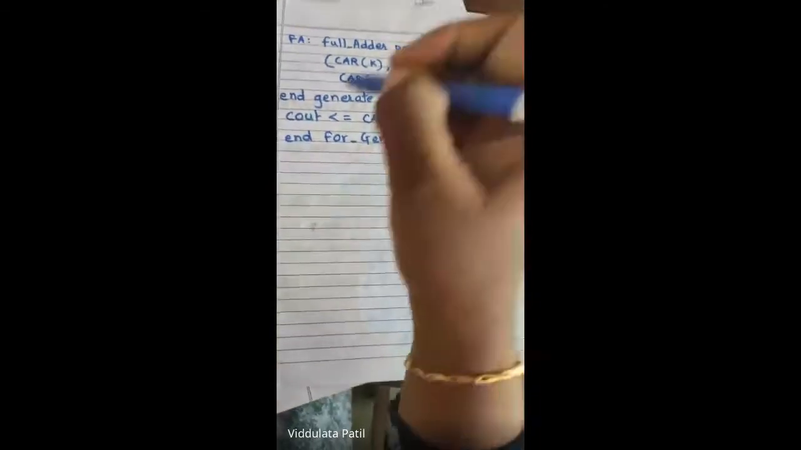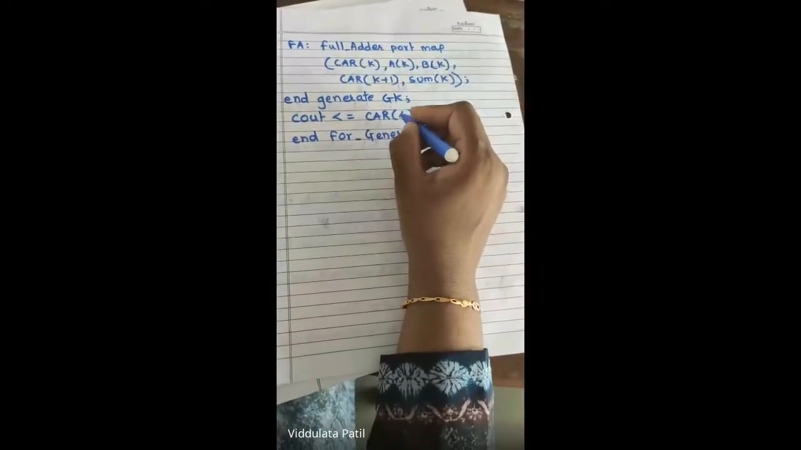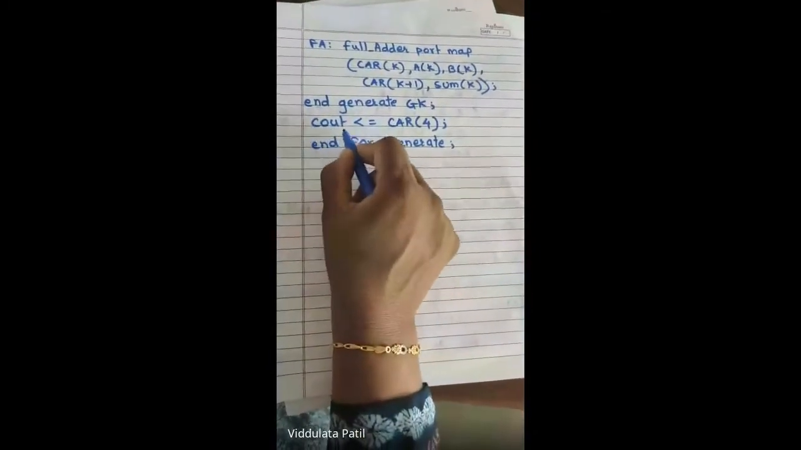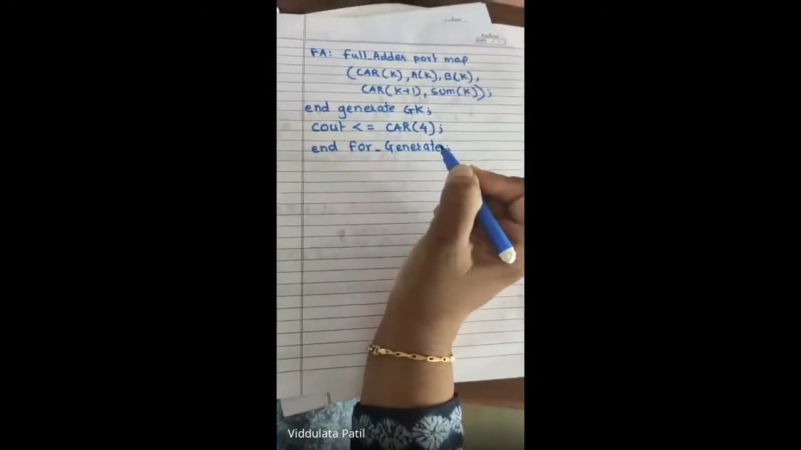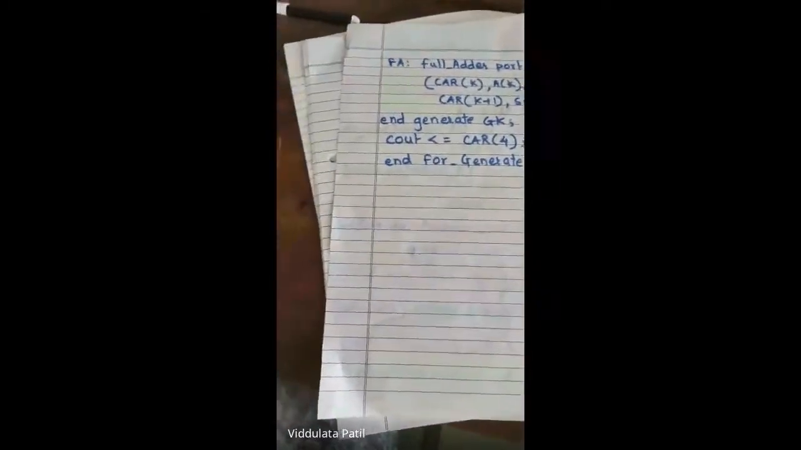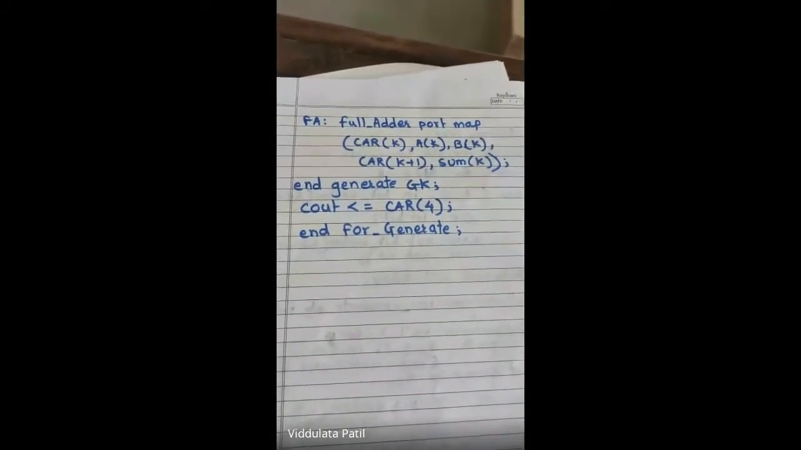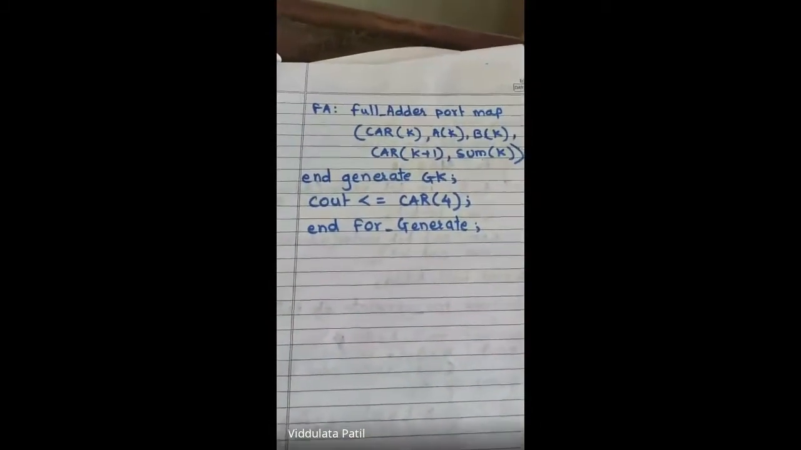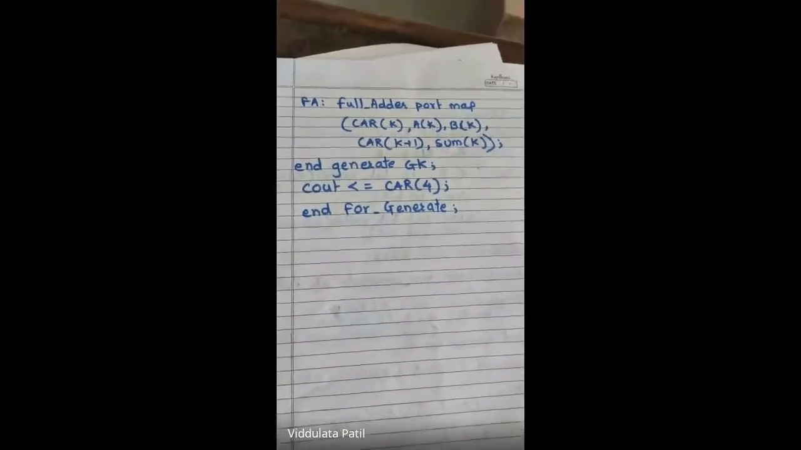Okay, and the last carry, that is carry 4, will be assigned to the value of C out, and then the end of this for generate loop. Okay, so this is the full adder circuitry which is having 4 bits. So this is the VHDL code for a 4 bit full adder.